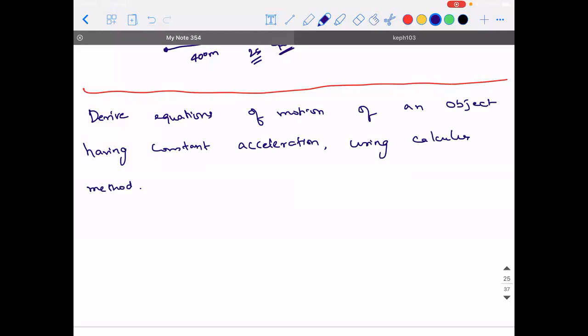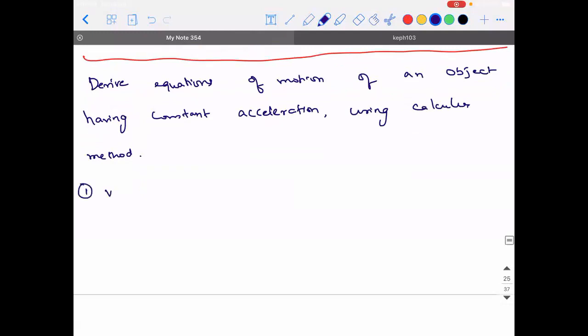Now listen to this carefully. What is the first equation of motion? V is equal to U plus AT. If I start at this point A and go to this point B, if I say the velocity here is U and the final velocity here is V, I will take this as V initial and this as V final for better understanding. T initial I will take as 0, and T final I will take as T.